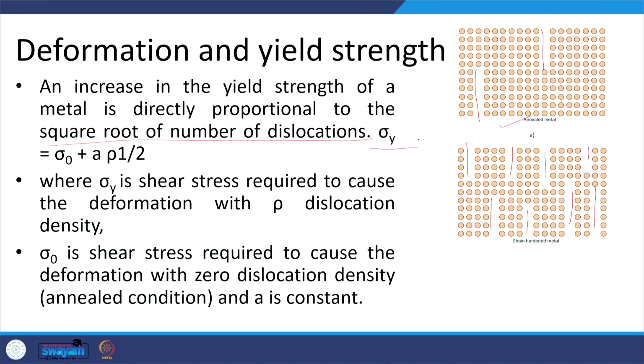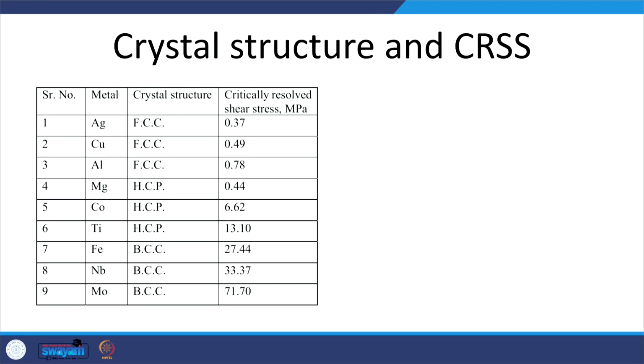So the yield strength is equal to sigma naught, the yield strength of the metal in the annealed condition, plus A times the square root of rho, where A is a constant or coefficient and rho is the dislocation density. So sigma y = sigma naught + A square root of rho, where sigma y is the shear stress required to cause plastic deformation with a dislocation density of rho. Sigma naught is the shear stress required to cause the deformation with zero dislocation density, the metal in the annealed condition, and A is the constant.